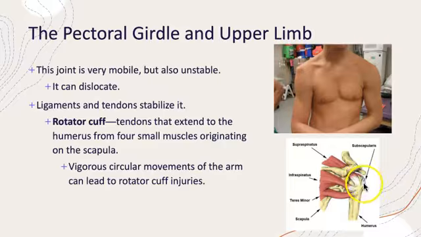And we call this our rotator cuff, where we see tendons that are extending to the humerus from our small muscles that all originate from the scapula. So vigorous circular movements of our arm can lead to this rotator cuff type of injury.